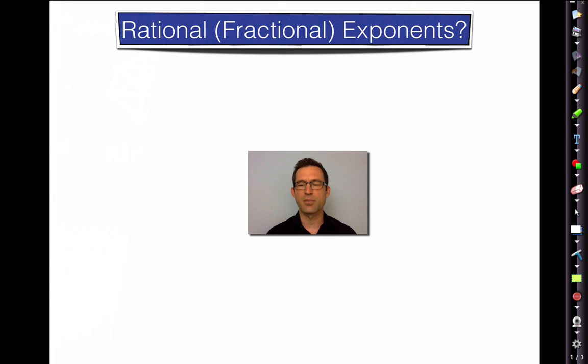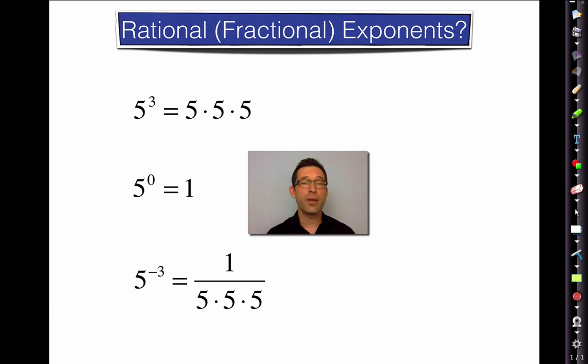Rational or fractional exponents, right? I mean, we all know that 5 to the third means 5 times 5 times 5. 5 to the 0 equals 1. Maybe I'm not totally comfortable with that, but at least I've used it enough that I'm kind of aware of it. And 5 to the negative 3, well, that means dividing 1 by 5 three times, or dividing 1 by 5 to the third. But again, today what we're going to be dealing with is something like that. What does it mean to have 5 to the 1/3? Does that mean multiply by 5 1/3 times? Well, I don't really know what that even means. So let's jump into it.